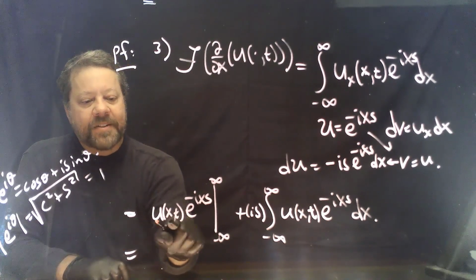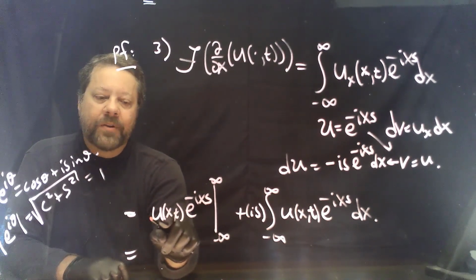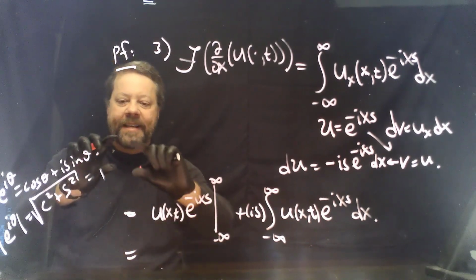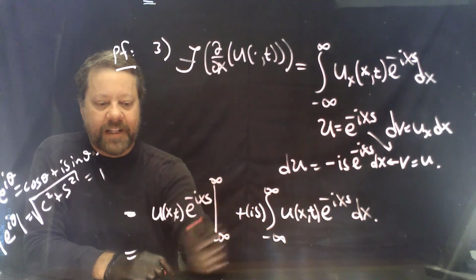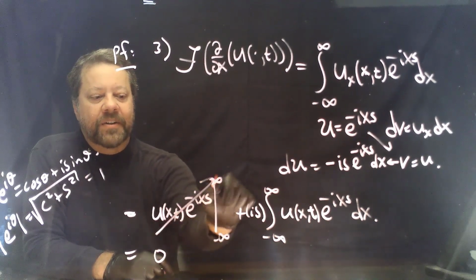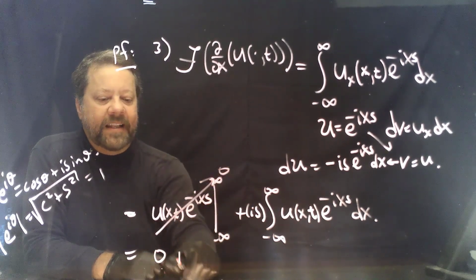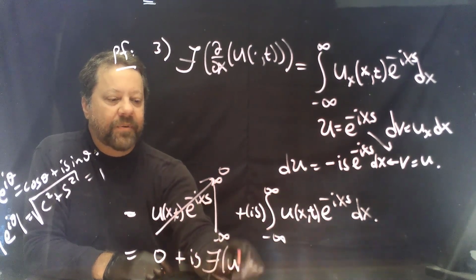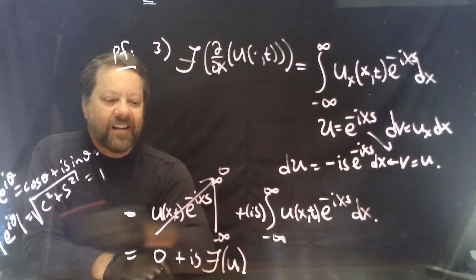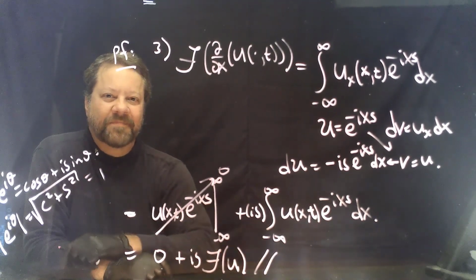So complex numbers in this form always have a magnitude of exactly 1. What drives this to 0 is the function u. We're going to assume that u is integrable, which means that it has to vanish as you go out to plus and minus infinity. And that's why we get 0 for this first part. And that leaves us plus is times the Fourier transform of u. And that's the end of the proof.